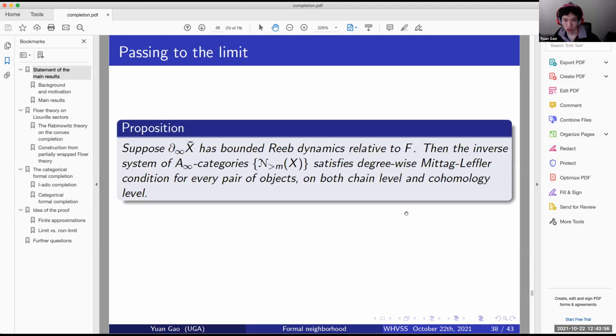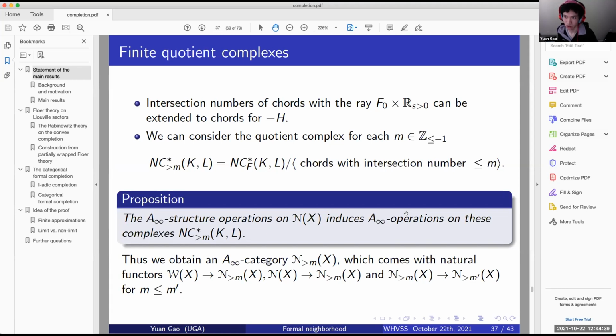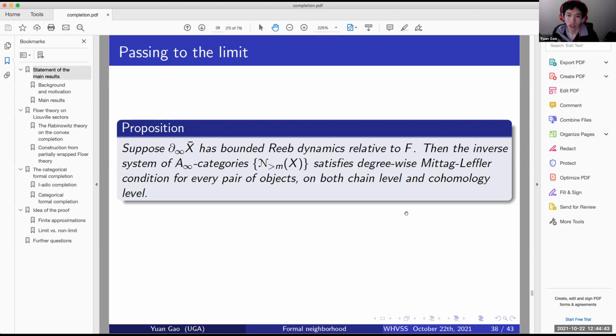And the key proposition is the following. Suppose the contact boundary at infinity of X bar has finite dynamics relative to F, namely, for every m, the set of Reeb orbits passing through F transversely at most m times is finite. Then the above categories actually form an inverse system of infinity categories which satisfy the degree-wise Mittag-Leffler condition for every pair of objects, on both chain level and cohomology level. On the chain level, it's obvious because every chain map is a projection, so it's surjective. On the cohomology level, you need this finite dynamics condition to ensure that the cohomologies are finite dimensional, and you can work with generators to check the condition.